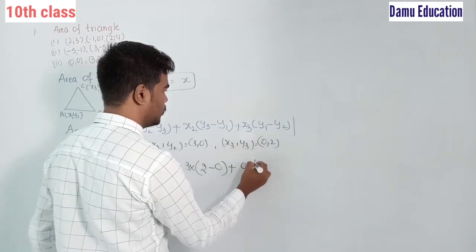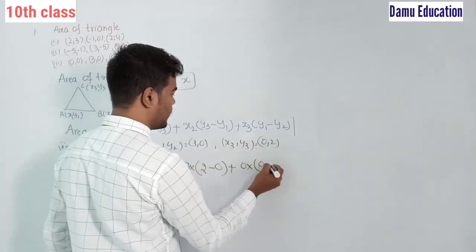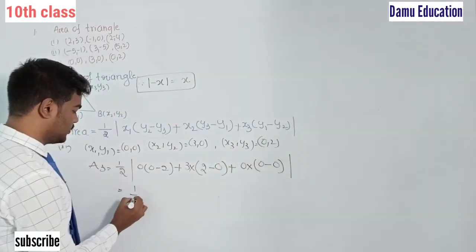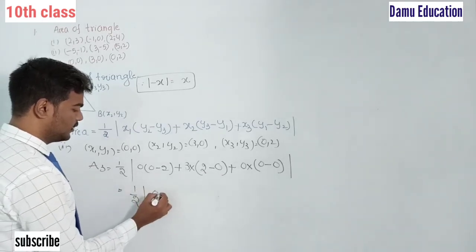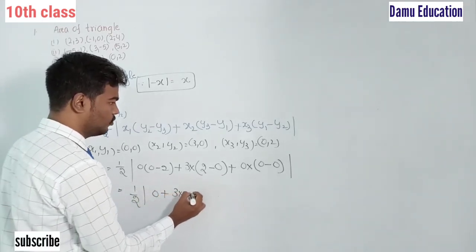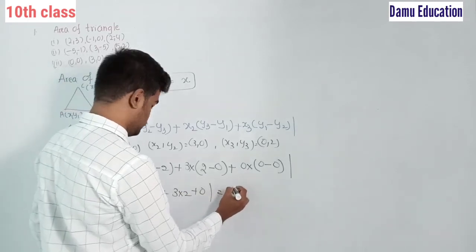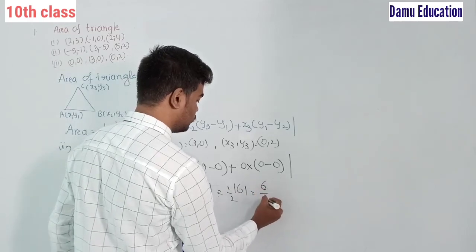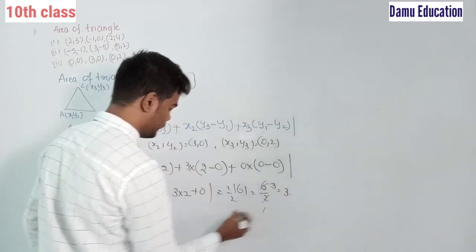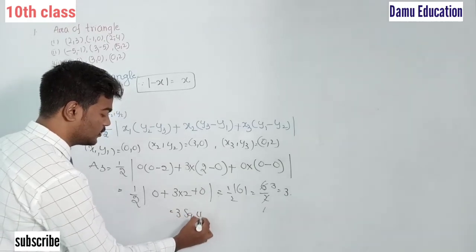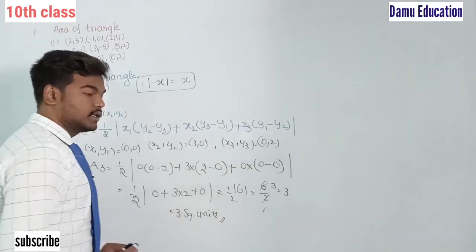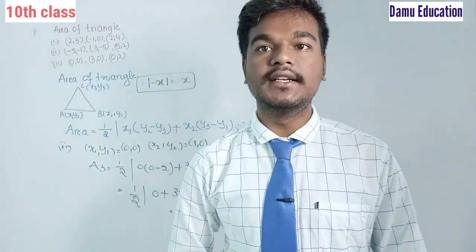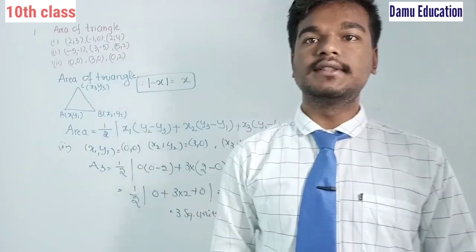x3 is 0 into y1. y1 is also 0 minus y2. y2 is also 0. So what value will we get here? 1 by 2 into 0 into anything is 0, plus 3 into 2 plus 0, that is 6, modulus of 6. 1 by 2, that is 6 by 2, 2 3s are 6, so 3 square units. So like this we have to find it. This is the way to find the area of a triangle by taking its coordinates.